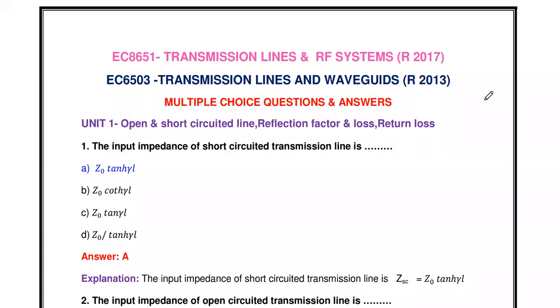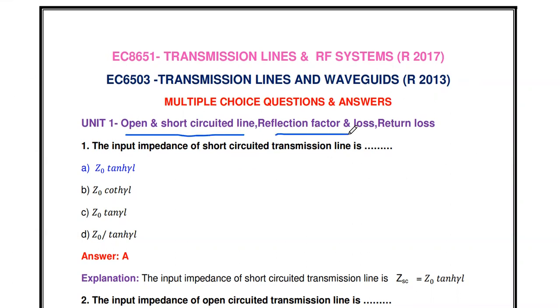Welcome to my channel. Today we are going to discuss objective type questions and answers from the subject transmission lines and RF systems, or transmission lines and waveguides. The subject belongs to the 2013 regulation as well as the 2017 regulation. The topics today are the open and short circuited line, reflection factor, reflection loss, return loss and power loss.